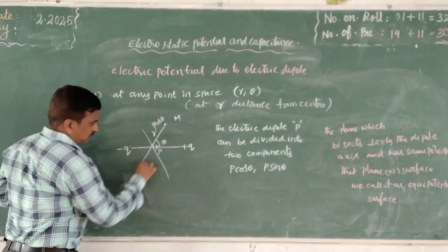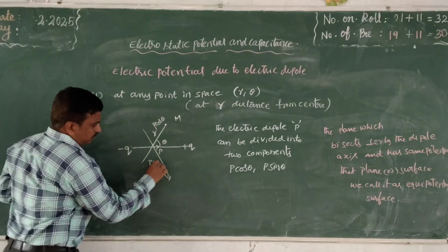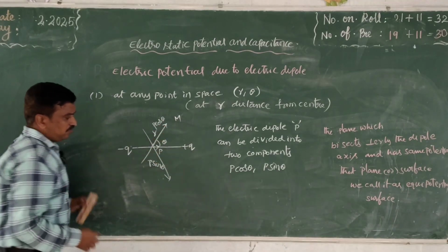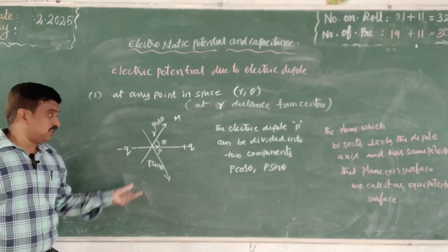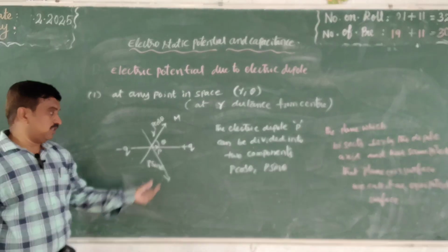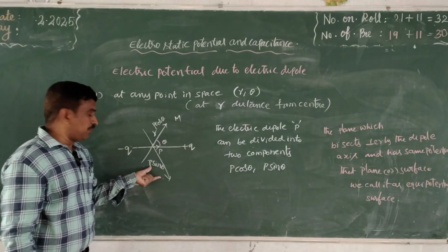The other one is P sin theta. It is P cos theta, and it is P sin theta. We have two electric dipole moments here. This P is divided into P cos theta and P sin theta.